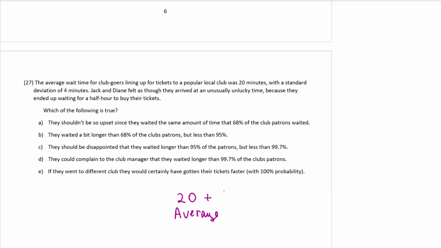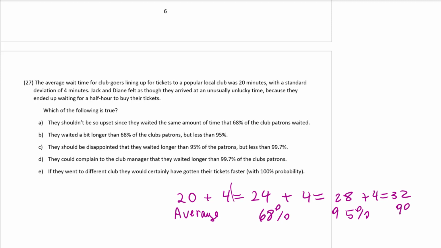So let's do it again. So add 4. So it'll give you 24. That will give us 95%. Another 4. That would give us 28. Well, that's 68. 1 is 68. This will be 95. And then another 4 is going to be 32. So it's 99.7. You can also visualize it using a normal distribution.